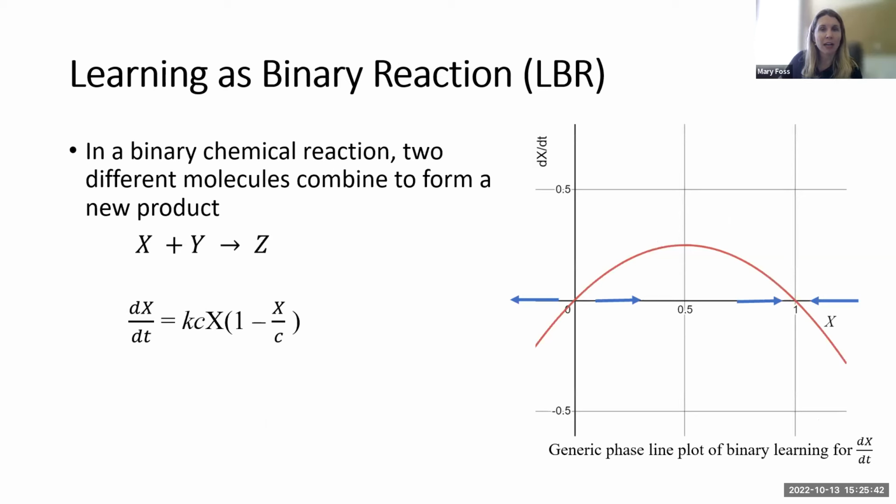So here's a building upon that, learning as a binary reaction. In a binary chemical reaction, you have two different molecules combining to form a new product, X plus Y equals Z. In this model, we're assuming that X is information that you are exposed to in sensory information, so maybe listening, and Y is information that the individual interacts with in a dynamic way. So maybe you're practicing or you're actually doing something, maybe you're doing homework.